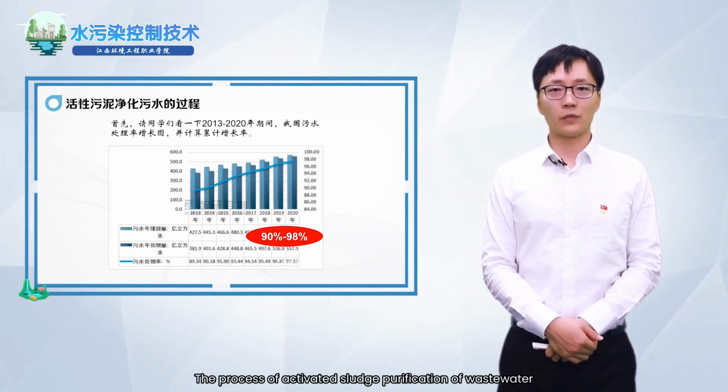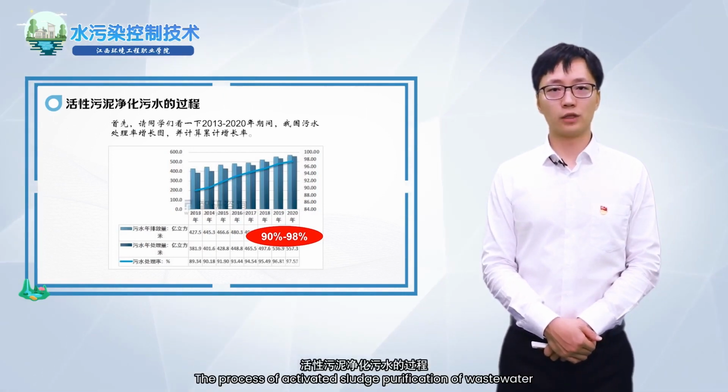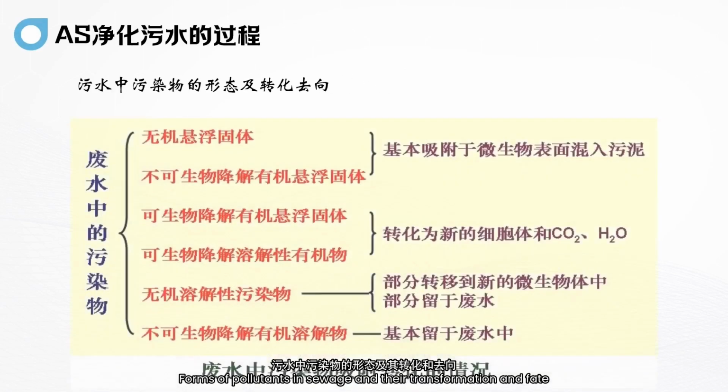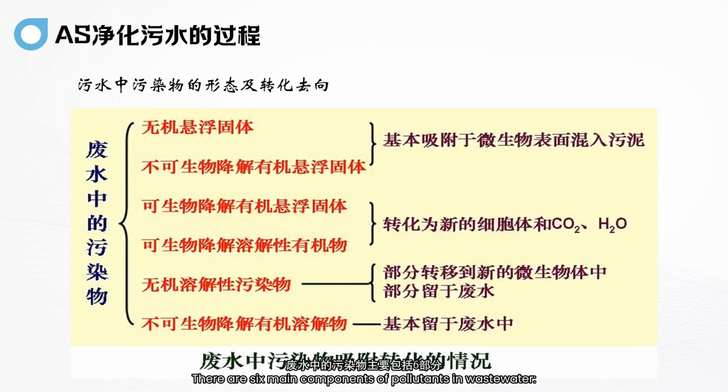Let's next learn the process of activated sludge purification of wastewater, the forms of pollutants in sewage and their transformation and fate. There are 6 main components of pollutants in wastewater. Of these, inorganic suspended solids and suspended solids of non-biodegradable organic matter are basically adsorbed on the surface of microorganisms and mixed into sludge. Biodegradable organic suspended solids and biodegradable dissolved organic solids are basically oxidized into new cell bodies, carbon dioxide and water.